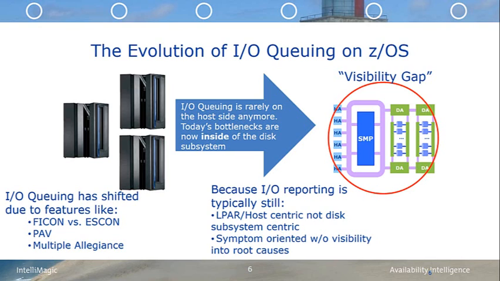But there's always a bottleneck in the environment. These days, in today's architecture, that bottleneck is the components inside of the box where the queuing happens, and that's where the visibility gap exists.